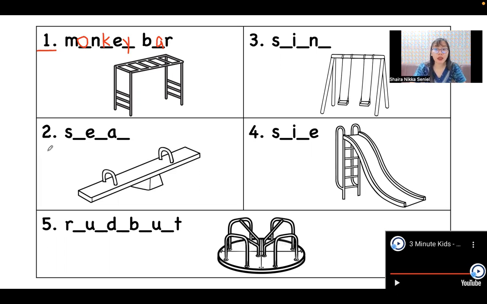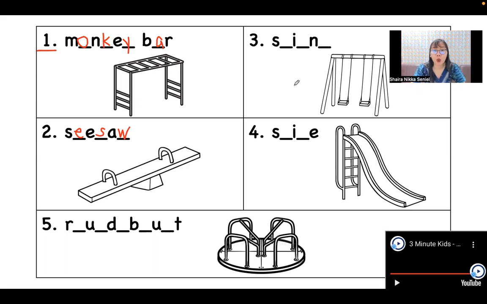Number two is seesaw. Seesaw. All right. C. What's the missing letter? E. Saw. Letter S. Saw. What's that letter? W. Okay. So seesaw.